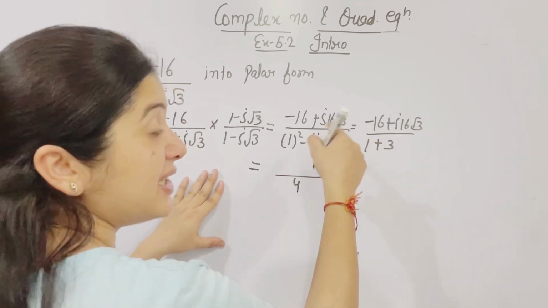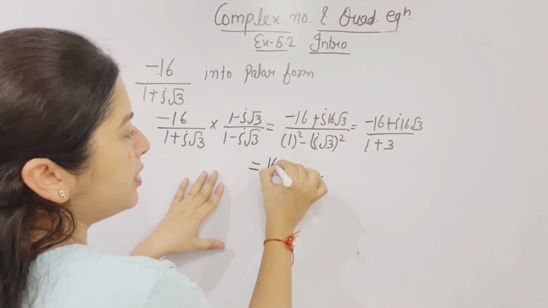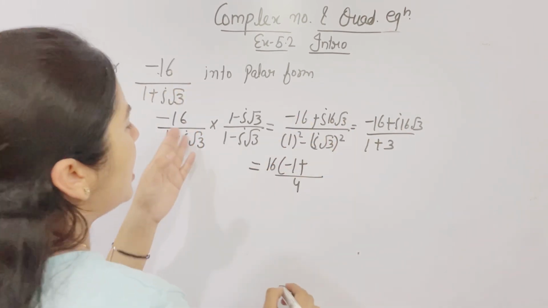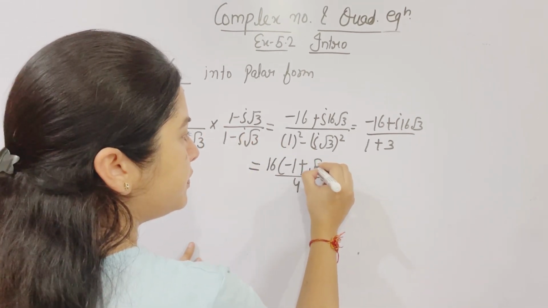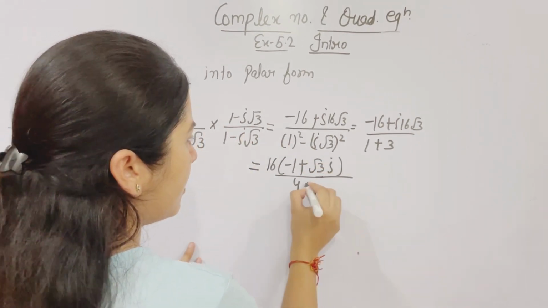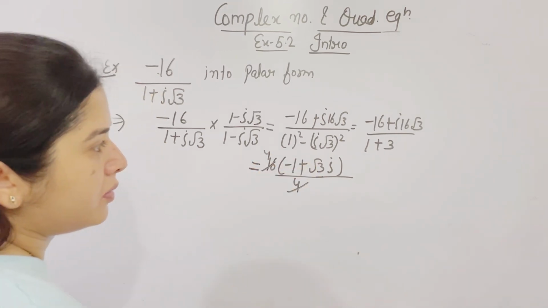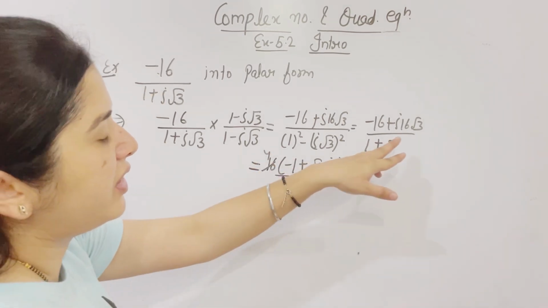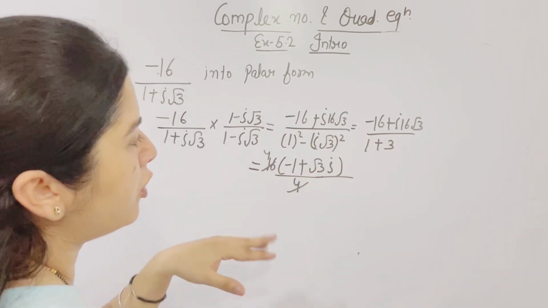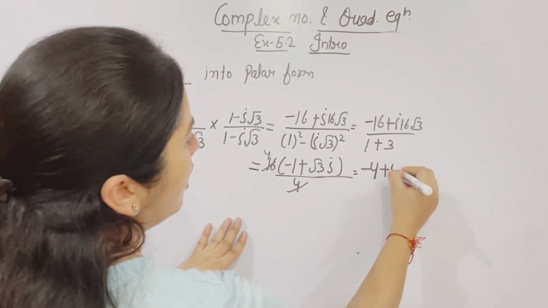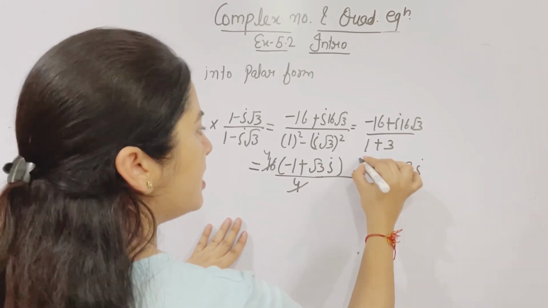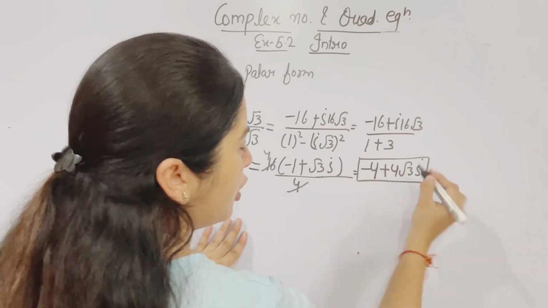Four, 16, take it out, because हमें पता है ये कट हो रहा है. यहाँ से भी हमें मल्टीप्लाई करने की फिर जरूरत ही नहीं थी. We have taken 16 out. 4. Now the complex number will be minus 4 plus 4 root 3 iota. This is the complex number.